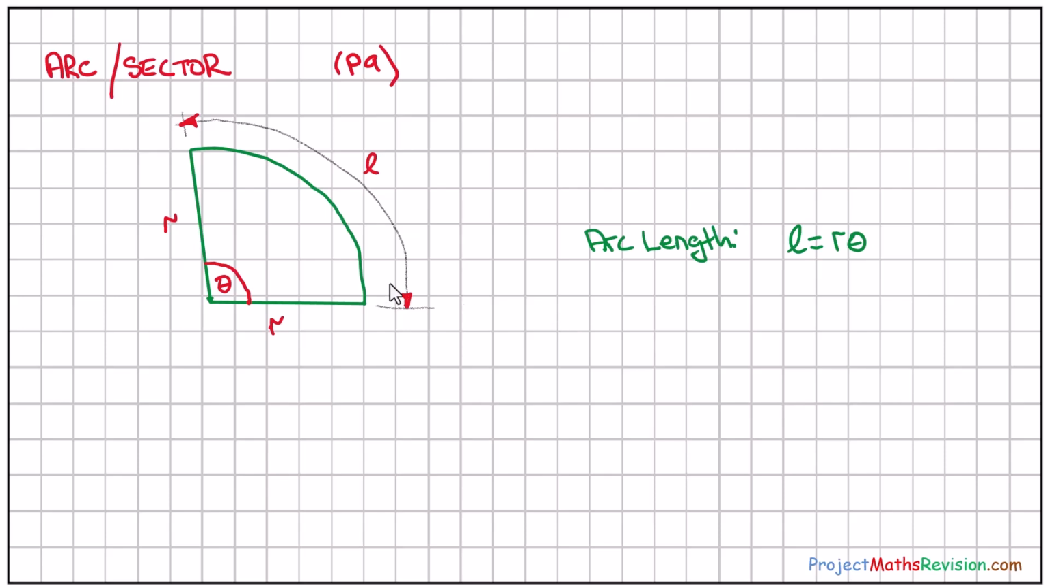The other important consideration here is the sector area. The area, again, if you refer to page 9 of the log tables, can be given as half r squared theta, where again theta is in radians.